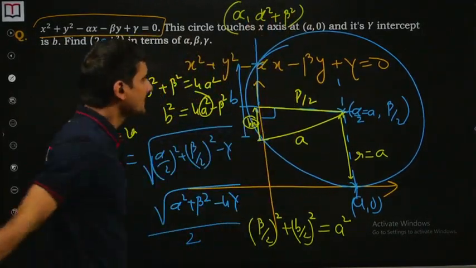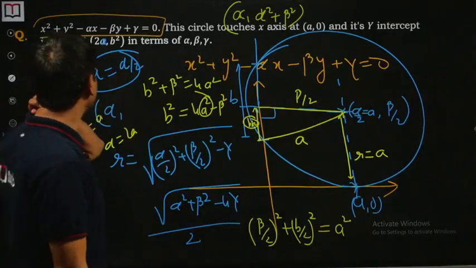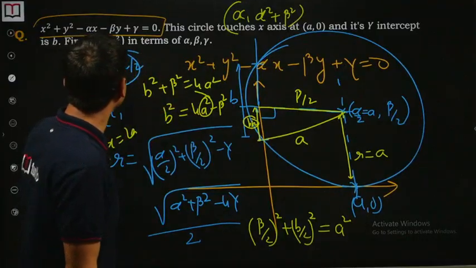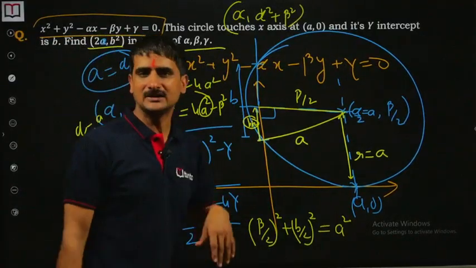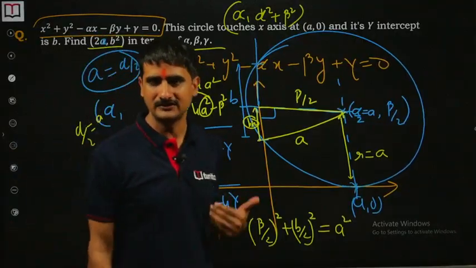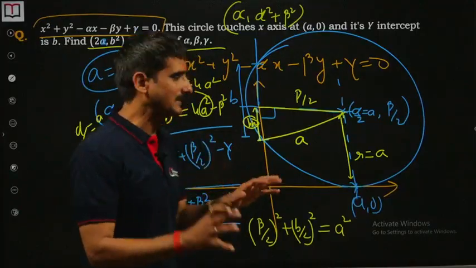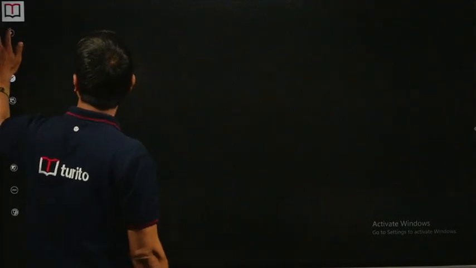That's it. So we have to get 2a and b square in terms of, I don't know, what the exact options had been, because getting it in terms of alpha, beta, gamma doesn't make any sense. How would they have given the options? But they might have asked 2a plus b square, something like that. Anyways, we got it. So moving to the next one.